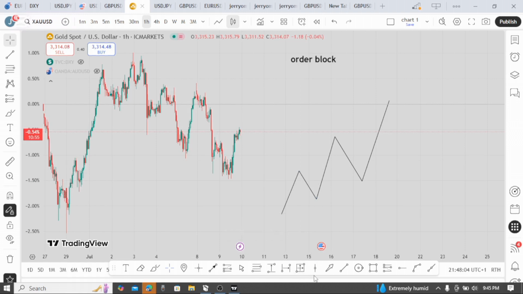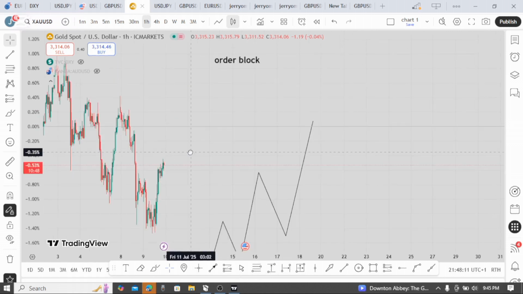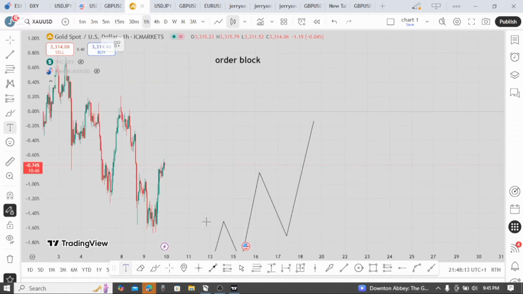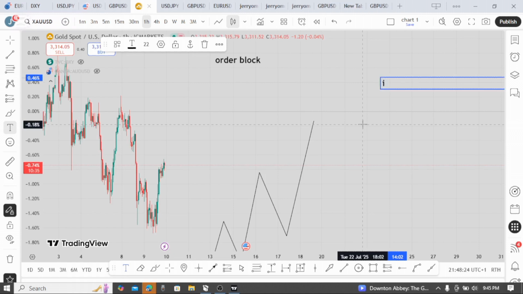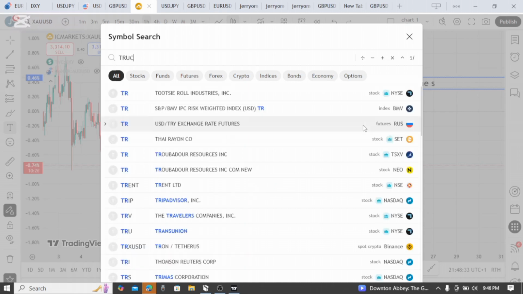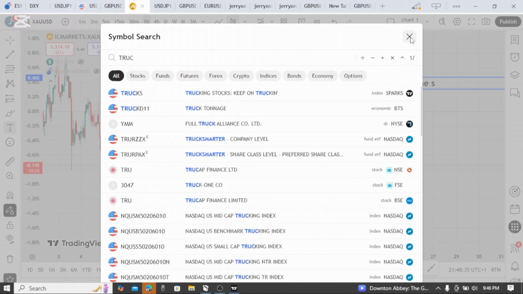If you want to identify an order block, the first thing you have to know is the structure. This is the key point in trading order block. First, you have to identify the structure.